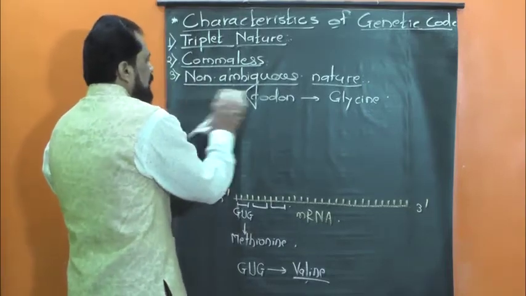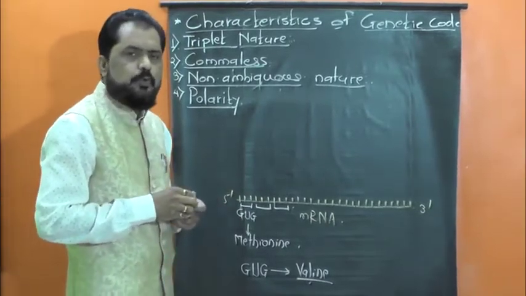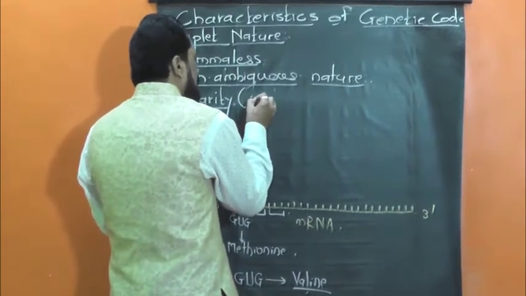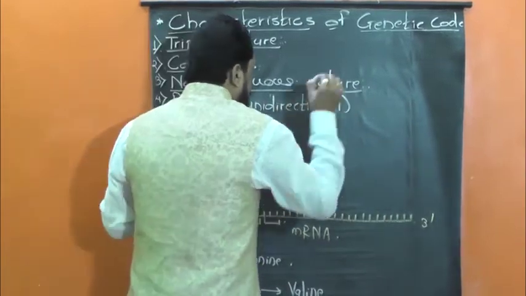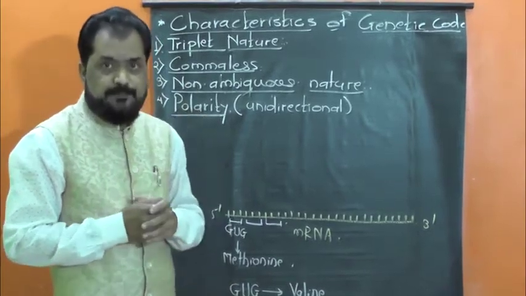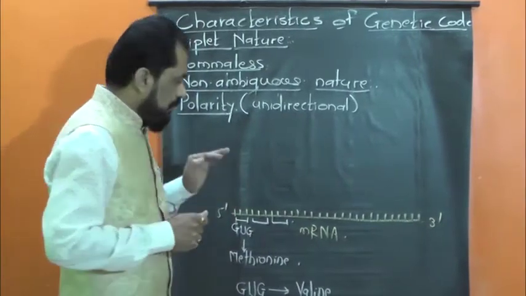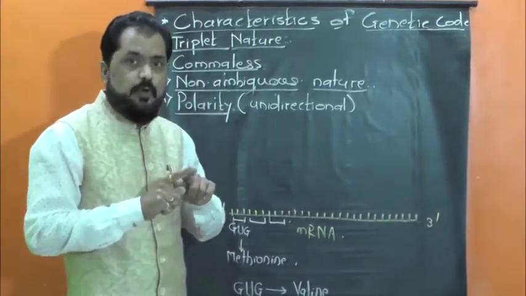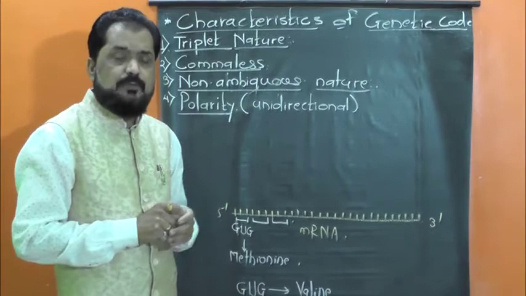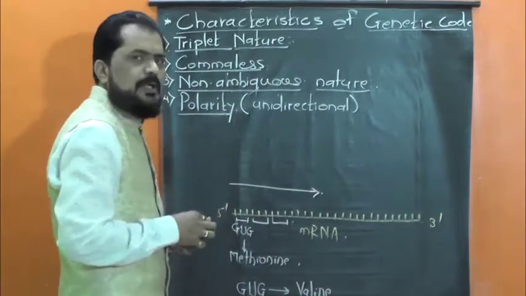Next, that is polarity. The genetic code shows polarity. That is, the genetic code or codons are unidirectional. It means the codons can be read only in one direction, that is from 5' end to the 3' end. Genetic code or codons are unidirectional, or they show polarity. They can be read always in one direction, and that is from 5' end to the 3' end. This is called polarity.